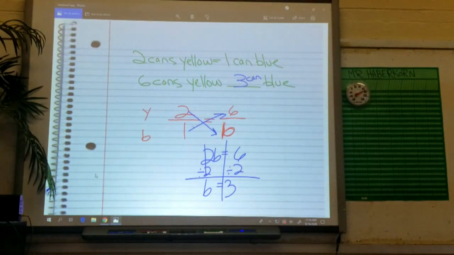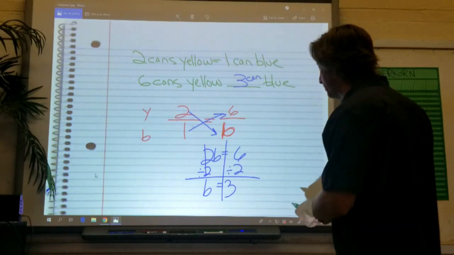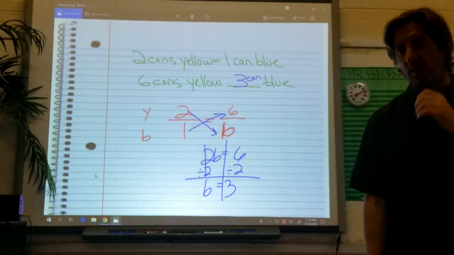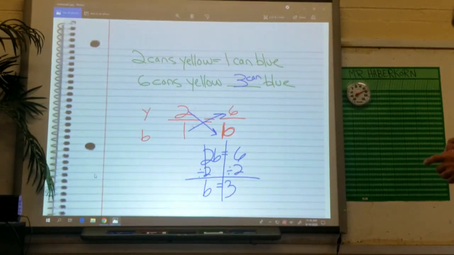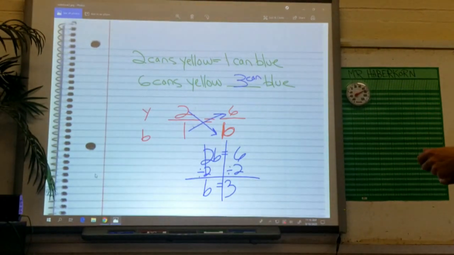So we can see proportions used for all kinds of different things. Soon we're going to learn how to use them to determine speed. We're going to learn how to use them to find percents. But that's down the road.